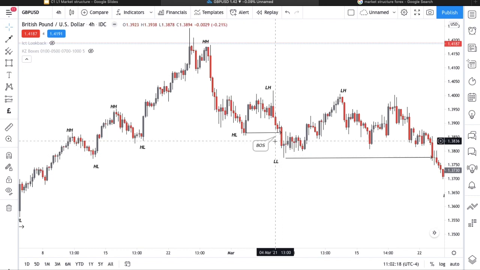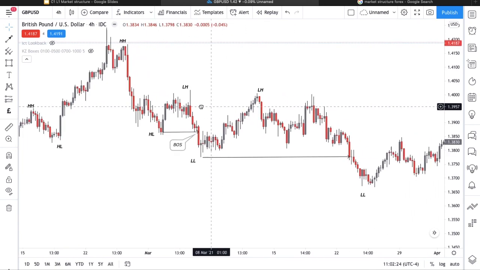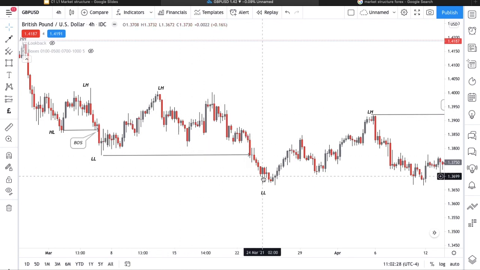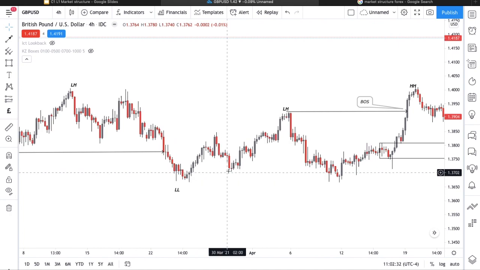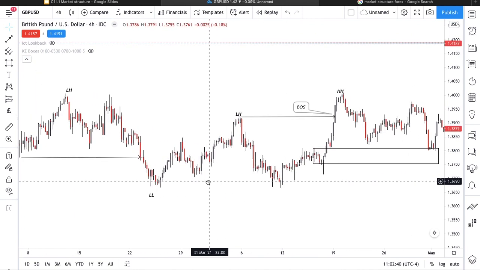Now once we identify this break of structure, we now know that the market wants to shift direction. And as we can see here, once we got that break of structure, the market shifts its direction over to the downside. But then look what happens here. So we now know at this point over here we're in a downtrend, right? Because price is creating lower highs and lower lows. But notice what happens here.